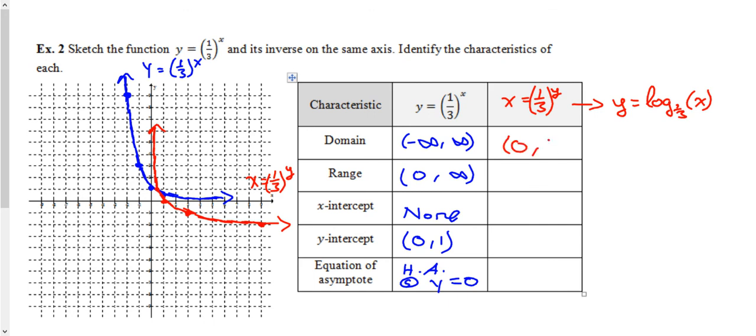Over here on the other side, our inverse graph, our domain here is as far as 0 going off to infinity. Our range is going to be from -infinity to +infinity. Over here we don't have any, oh wait, we do have an x-intercept, it's going to be at (1, 0). We don't have any y-intercepts, so we're going to write down none. And last but not least, we have a vertical asymptote that's found at x equals 0. There we go.